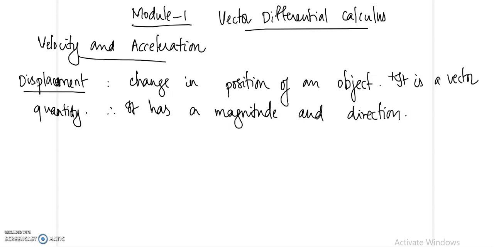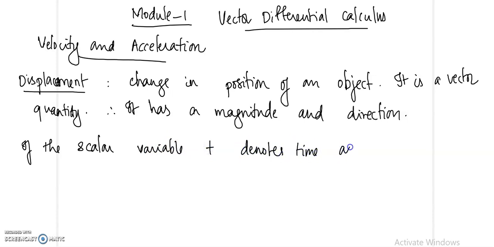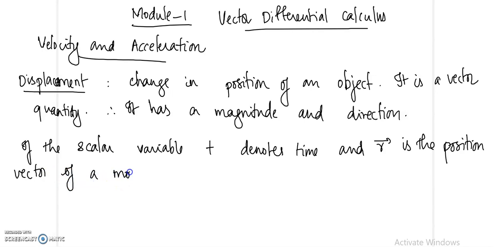And now let us give a value for the position function, and let us take t to be the time. So if the scalar variable t denotes time, and if r is the position vector of a moving particle p, then displacement is given by the change in the position.